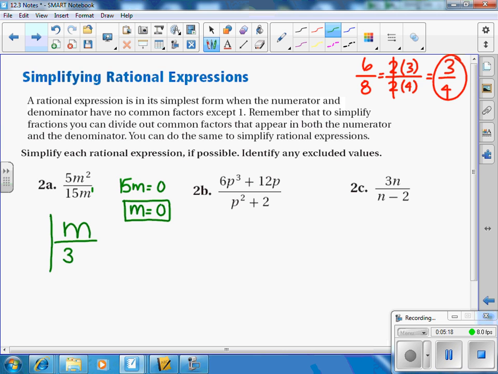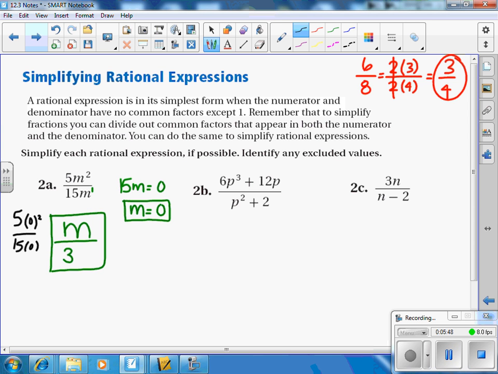So this is the simplified form along with our excluded value. And in the simplified form, the excluded value doesn't come into play. But remember, if I was plugging that value in, I would end up with 5 times 0 squared divided by 15 times 0, which would give me 0 in the denominator. So make sure you find your excluded value from the original equation and then simplify it as much as possible.